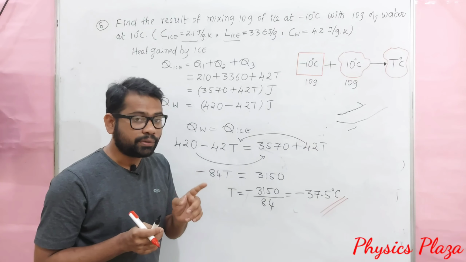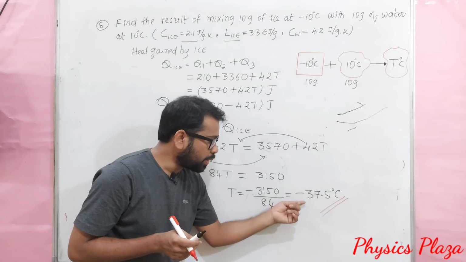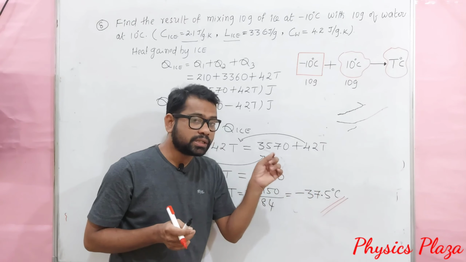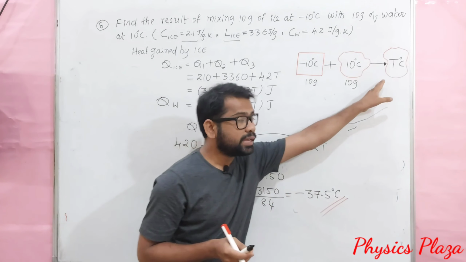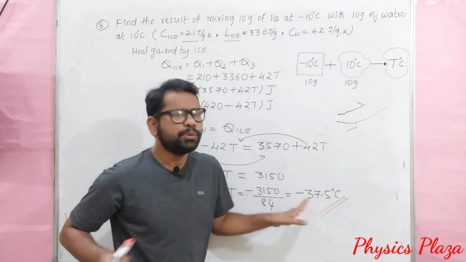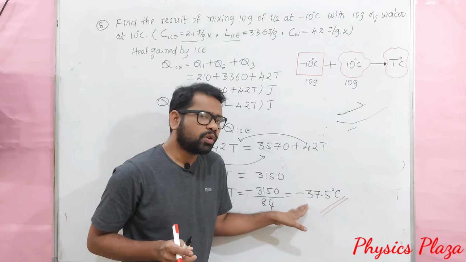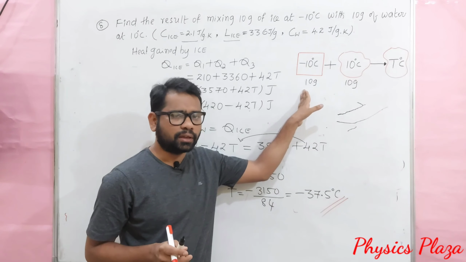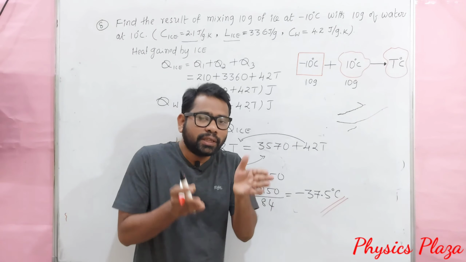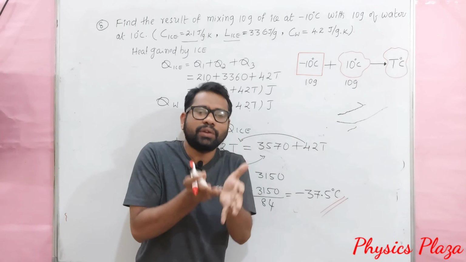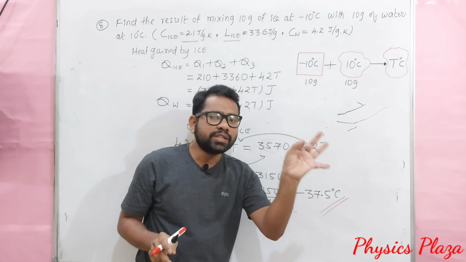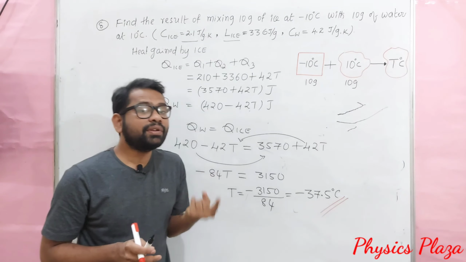Children, I repeat once. As we got T is equal to minus 37.5 degrees Celsius, it means that water should exist at this temperature, which is highly impossible. It means the total ice is not melting. As the total ice is not melting, there will be a combination of water and ice. So definitely the resultant temperature is 0 degrees Celsius only. Then here we get one doubt.